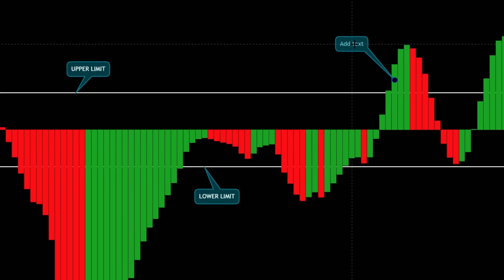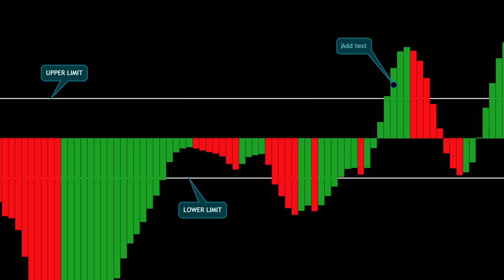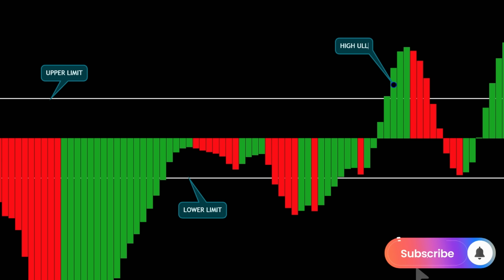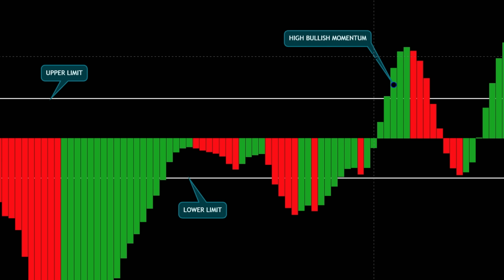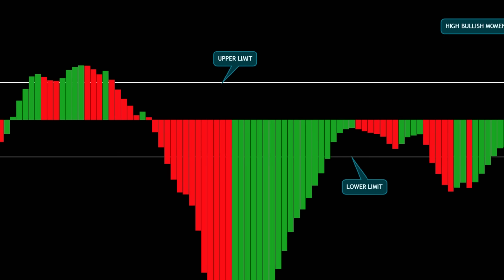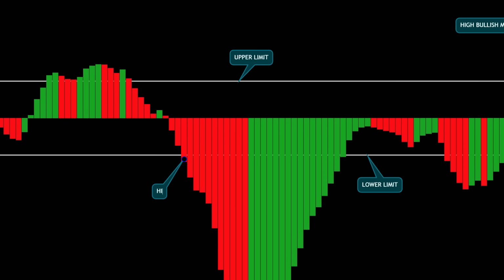When the bars are green but stuck near the middle, momentum is weak. That's the market teasing you. When those green bars push clearly above this upper line, something changes. Buyers aren't just present anymore, they're aggressive. That's the difference between a move that stalls and one that actually goes. Same on the downside. Red bars barely below the center, noise. Red bars pushing hard below the lower line. Now, sellers are serious.